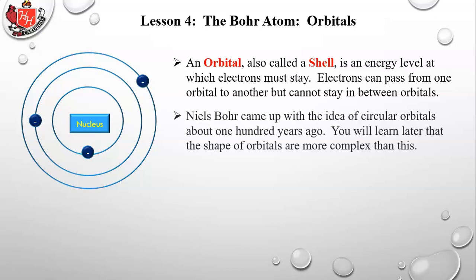Niels Bohr came up with the idea of circular orbitals about 100 years ago. You will learn later that the shape of the orbitals is more complex than this.